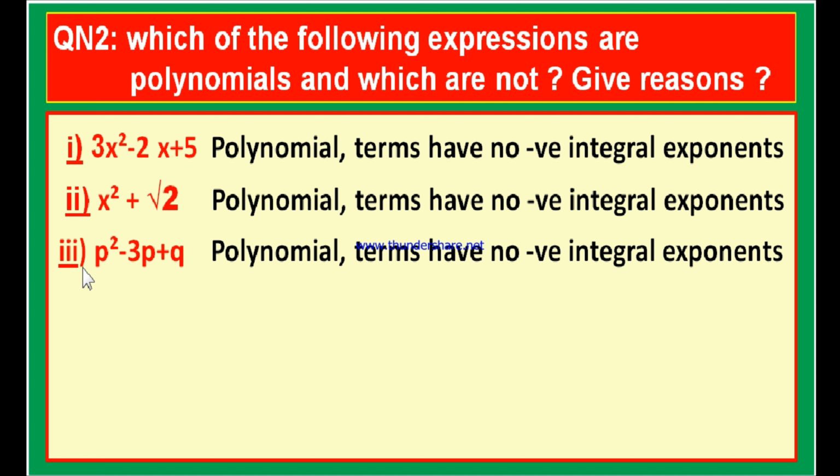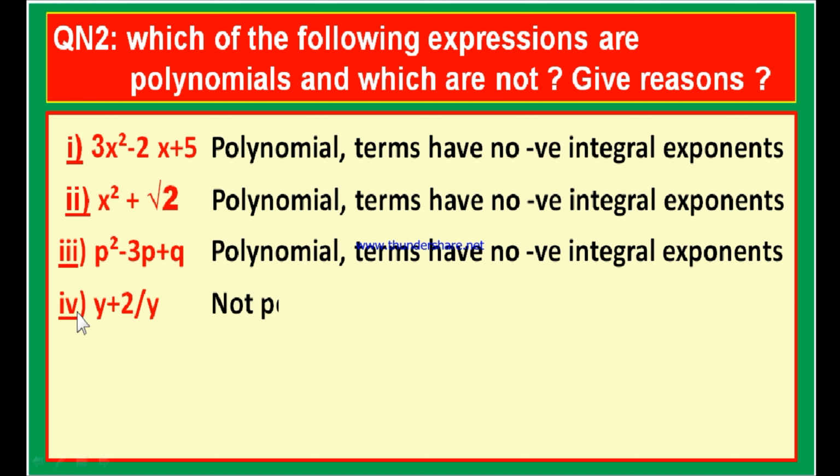straight away. Okay, you see, p square, the exponent is 2, minus 3p, p power 1, exponent is 1, plus q means q power 1. The exponents are 2, 1 and 1, and all these are non-negative integral exponents. Therefore it is called a polynomial because the terms have no negative integral exponents.